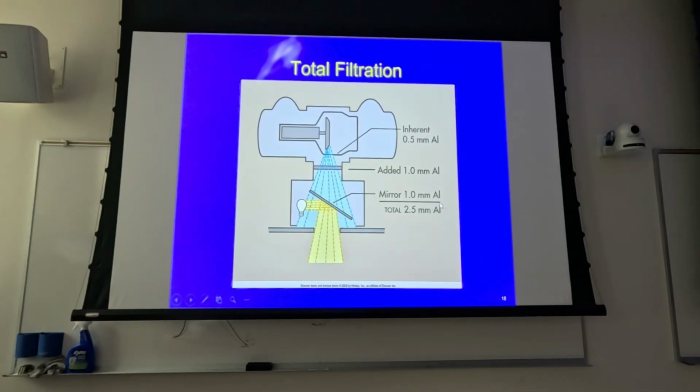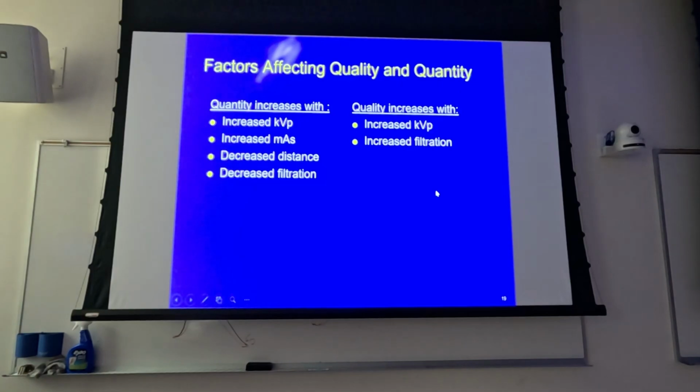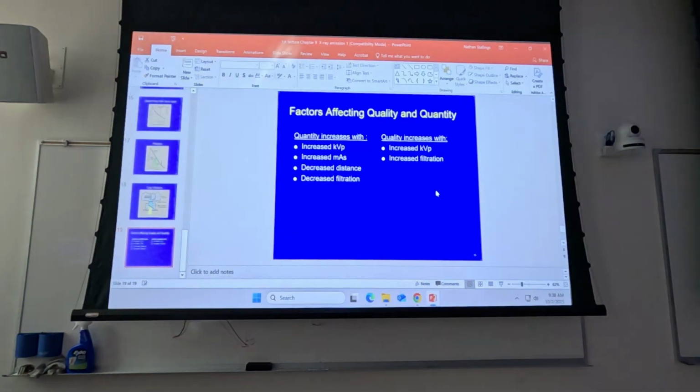If it doesn't, then we have to have more. If it only brought us to 1.5 millimeters of aluminum equivalent, we would need another millimeter of aluminum to be within regs. It's got to be 2.5 millimeters of aluminum. Okay? Any questions?